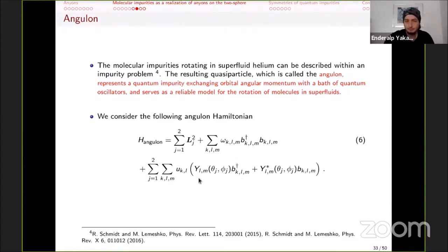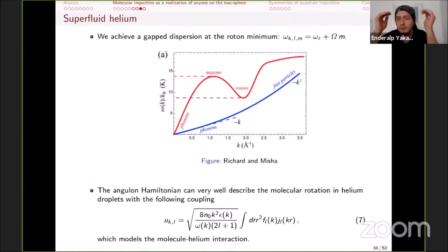Okay. So remember, in order to achieve the anionic spectra, we need a gapped dispersion relation. How can we satisfy this one?